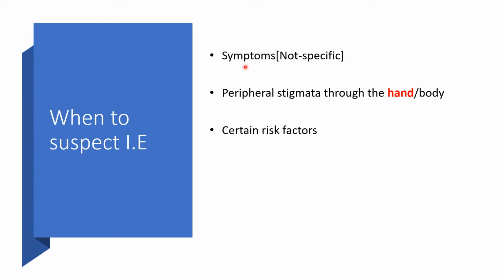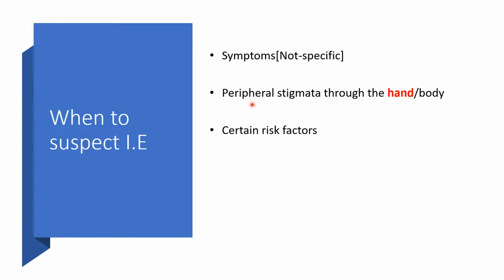Here, I don't need to go through the list of the symptoms because it is not going to be specific to infective endocarditis. Something like fever, chills, flu-like symptoms, night sweat, chest pain, arthralgia, myalgia, shortness of breath, edema of the lower limb or abdomen, then new heart murmur. None of them is specific to infective endocarditis.